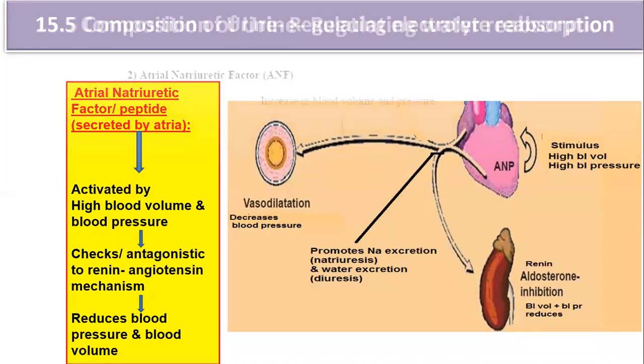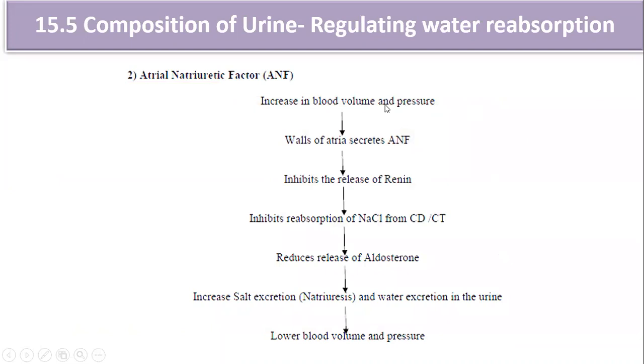So this is the third mechanism. When there is an increase in blood volume or pressure, the wall of the atria secretes ANF or ANP, which inhibits the release of renin. It also inhibits the reabsorption of sodium, that is NaCl, from the collecting duct, and reduces the release of aldosterone. So there is an increase in salt excretion, which is natriuresis, and an increase in water excretion, called diuresis. That results in lower blood pressure and blood volume. So these are the three mechanisms by which kidney function is regulated.